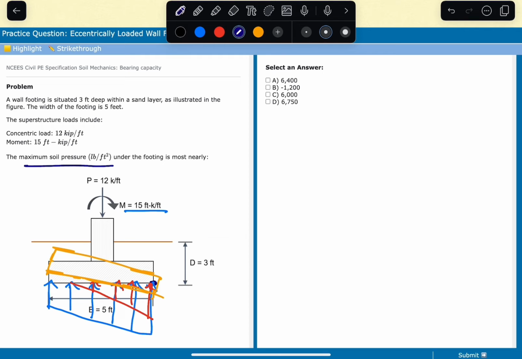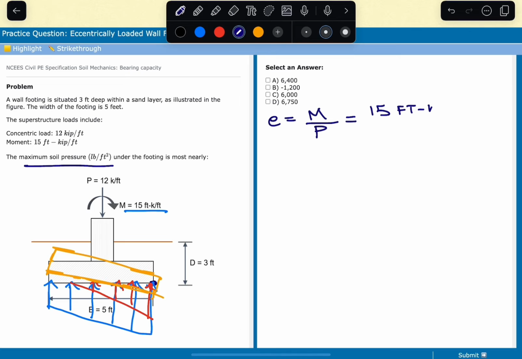This all really is going to be dependent on how much eccentricity is on your footing. Eccentricity is really just a measure of how much we're overturning this footing versus how much we're weighing it down. That is to say, how much is our moment over our concentric vertical load here. We know the eccentricity is M over P, because just looking at the units, we have 15 foot kip per foot over 12 kip per foot. The units are going to cancel out to feet. Eccentricity, of course, is measured in terms of length.